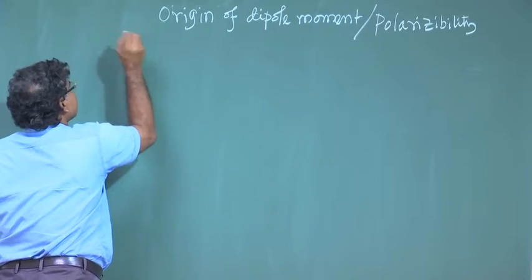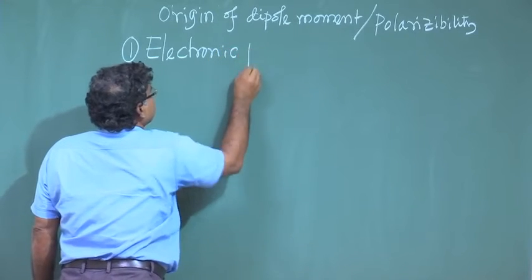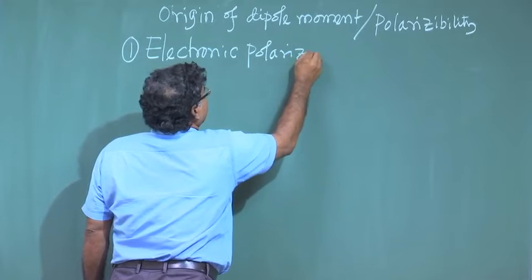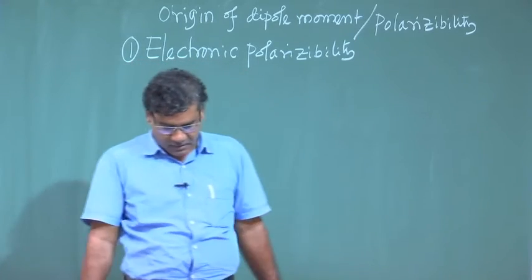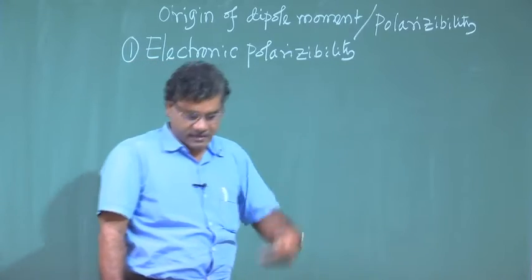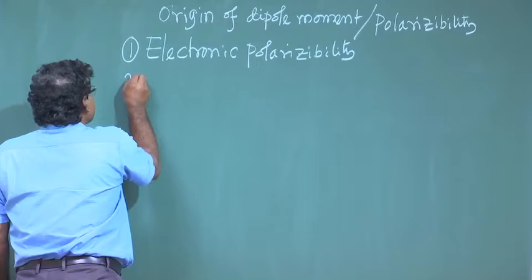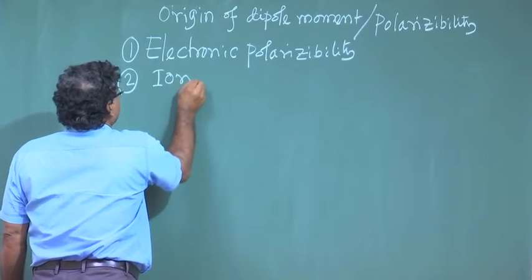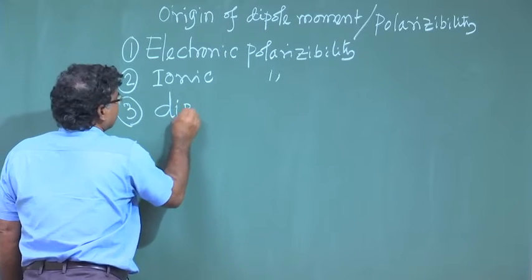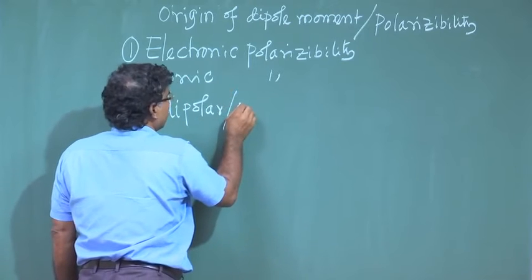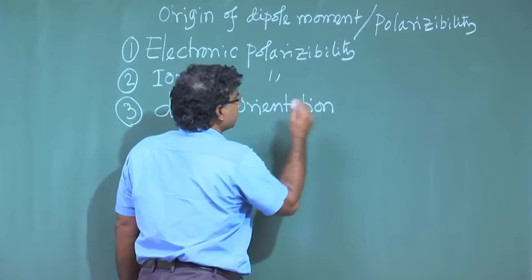So, one is called electronic polarizability. Electronic polarizability means from there basically you will get dipole moment as well as the polarization. Second is ionic polarizability. Third is dipolar or orientational or orientation polarizability.